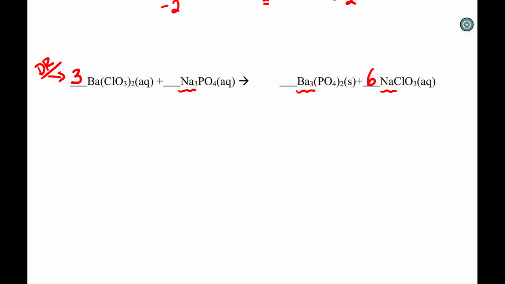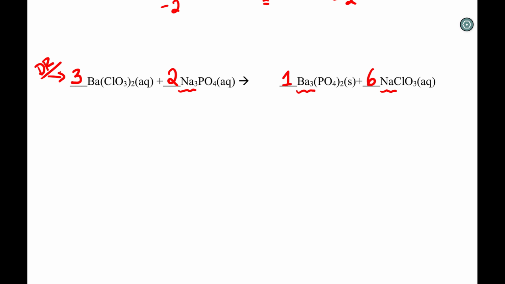But now I have 6 sodiums. So I'm going to come back over here because 2 times 3 is 6 sodiums. 6 times 1 sodium is 6 sodiums. I double check. I now have 2 phosphates. Over here I have 2 phosphates. I have 3 bariums here. And of course I have 3 bariums here. I'm just going to put a 1 in here to emphasize that fact.